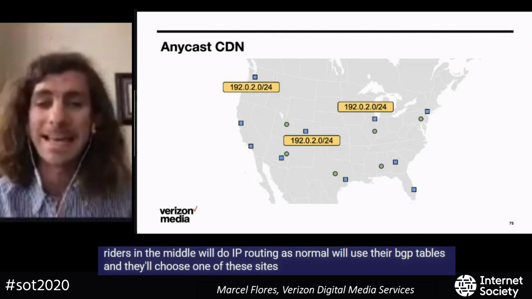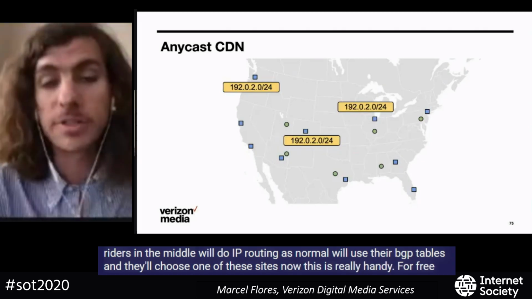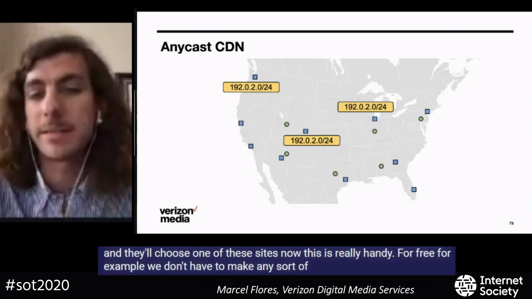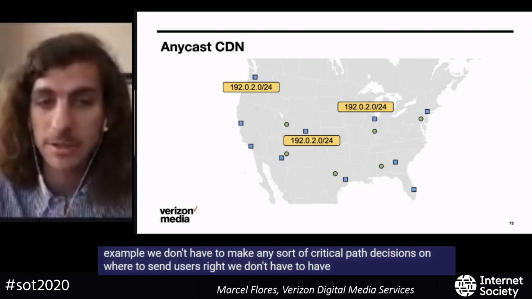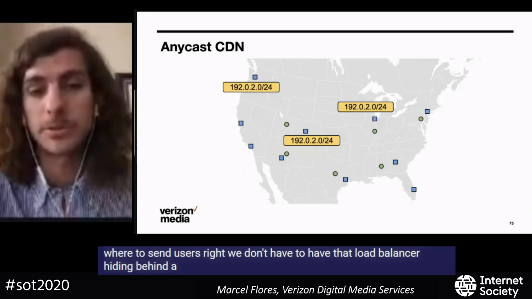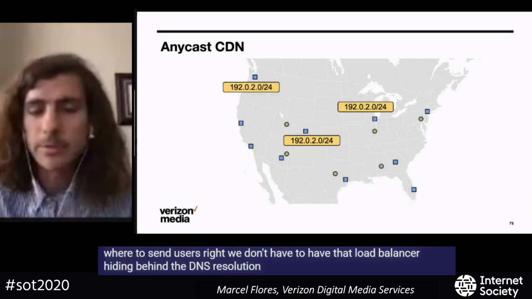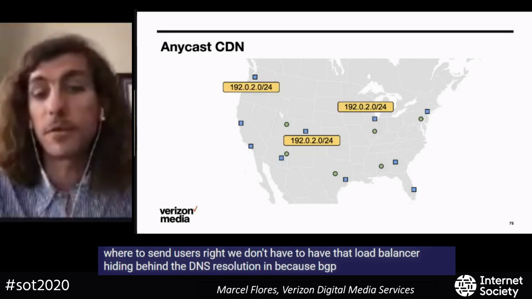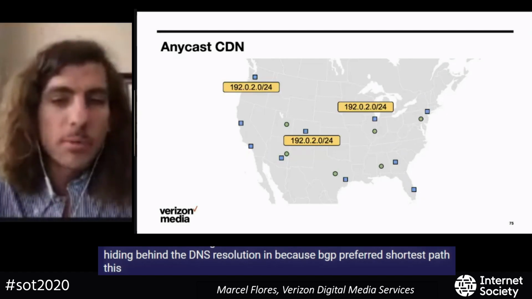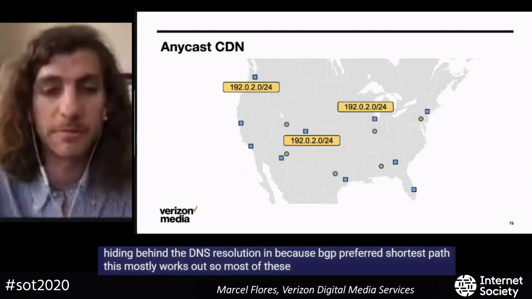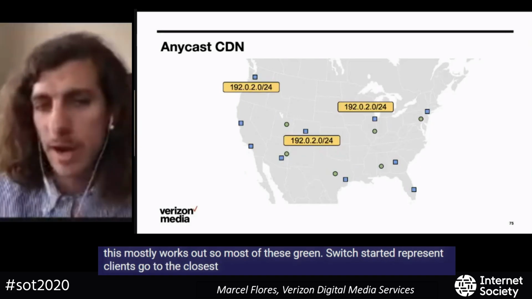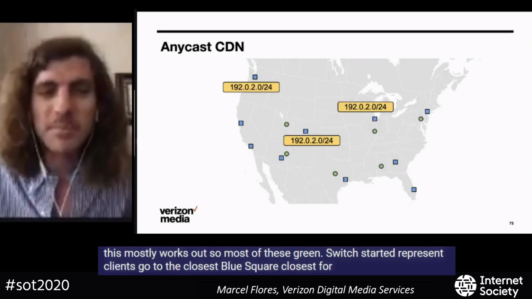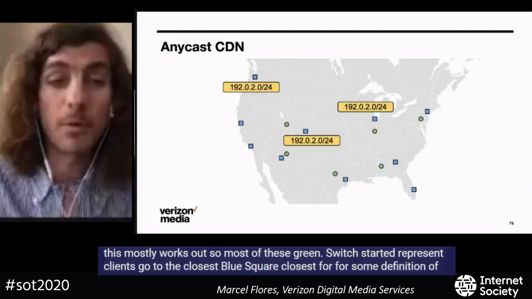Now, this is really handy. It gives us a lot for free. For example, we don't have to make any critical path decisions on where to send users. We don't have to have that load balancer hiding behind the DNS resolution. And because BGP prefers shortest paths, this mostly works out. So most of these green dots, which represent clients, go to the closest blue square, closest for some definition of network closeness.